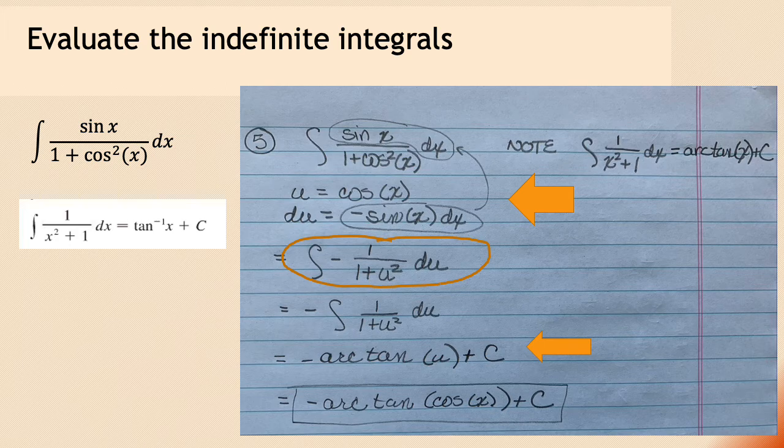So I get negative arctan of u plus c, and now I'm going to do my back substitution. And I've got it. I've got my answer. Now remember, the way you can always check your answer is take the derivative of this and see if you get your original function. So if you took the derivative of negative arctan of cosine of x, you have to remember your chain rule, would you get sine of x over 1 plus cosine squared of x? It's a good practice problem for derivatives.